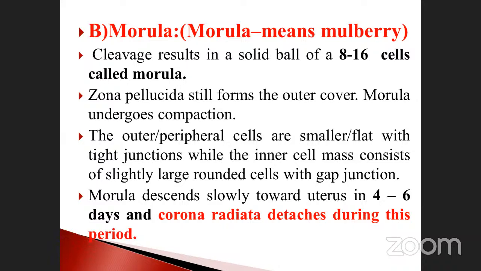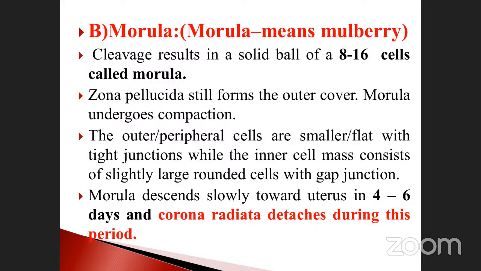Here, what are you thinking? Outside the cell, there is a space, or is it tight? Which one is correct here? Tightly bound. See, smaller, flat cells with tight junctions. Inside, the cells are tight. The outermost cells, how will they be? There is a gap. See that? Slightly larger rounded cells with gap junctions here.